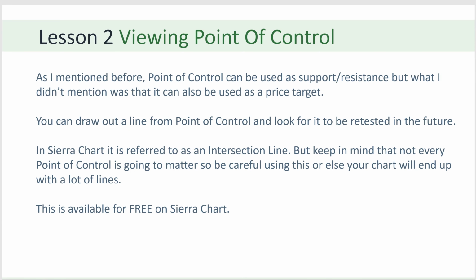Now, as I mentioned before, point of controls can be used as support and resistance. But what I didn't mention was that it can also be used as a price target. You can draw a line out from point of control and look for it to be retested in the future. Now, in Sierra Chart, it's referred to as an intersection line. This is for people that use Sierra Chart. Keep in mind that not every point of control is going to matter, so be careful using this or else your chart is going to end up with a lot of lines. And it's available for free on Sierra Chart.